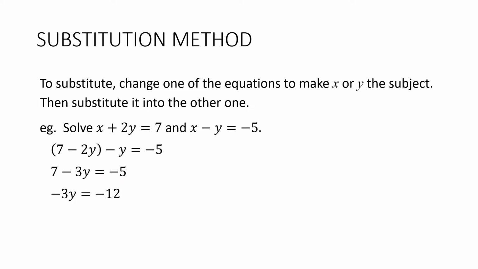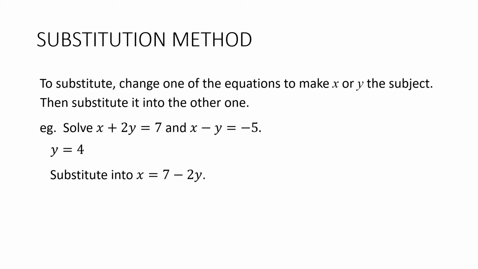And then finally, dividing both sides by negative 3. So crossing that out and dividing by negative 3, y is equal to 4. Again, we've only got half of the answer, so we need to substitute that y equals 4 back into one of the equations. Now, one of the good things about the substitution method is that you've already gone to the trouble of making the other variable the subject. So don't substitute the y equals 4 into one of these, substitute it into here. So x is equal to 7, take away 2 lots of 4, which is negative 1.